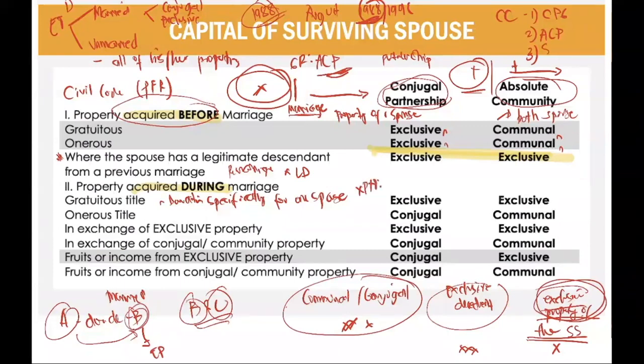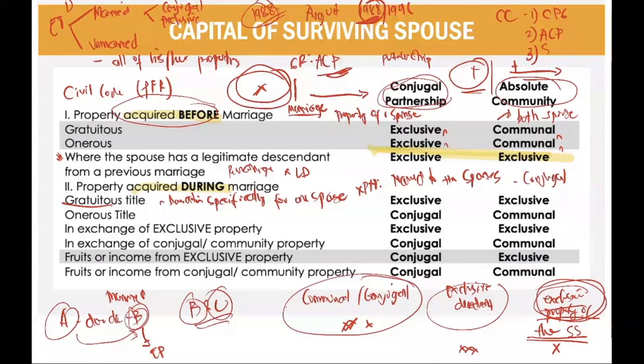But that is not the case if the donation is named to the spouses. If the gratuitous title or the donation is named towards the spouses, so for example, A donated property to both B and C, therefore it becomes a conjugal property. But as a rule, a gratuitous title acquired by one spouse is considered exclusive. If the gratuitous title is named to both of the spouses, it is considered conjugal.